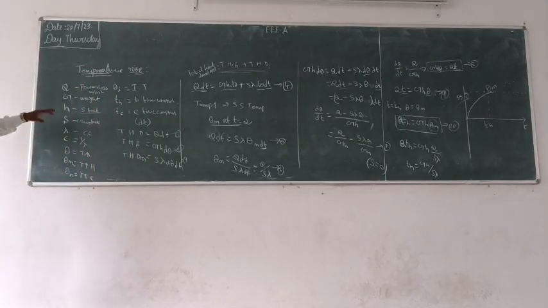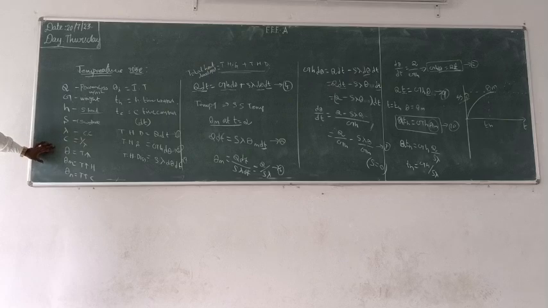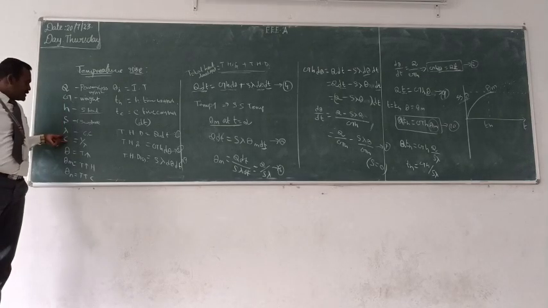So, in continuation of last class, we are going to discuss temperature rise. While calculating the temperature rise of the machine, you should consider all these parameters: Q, the power loss; G, the weight of the machine; H, the specific heat; S, the cooling surface; lambda, the cooling coefficient; and C, the cooling coefficient in terms of lambda.